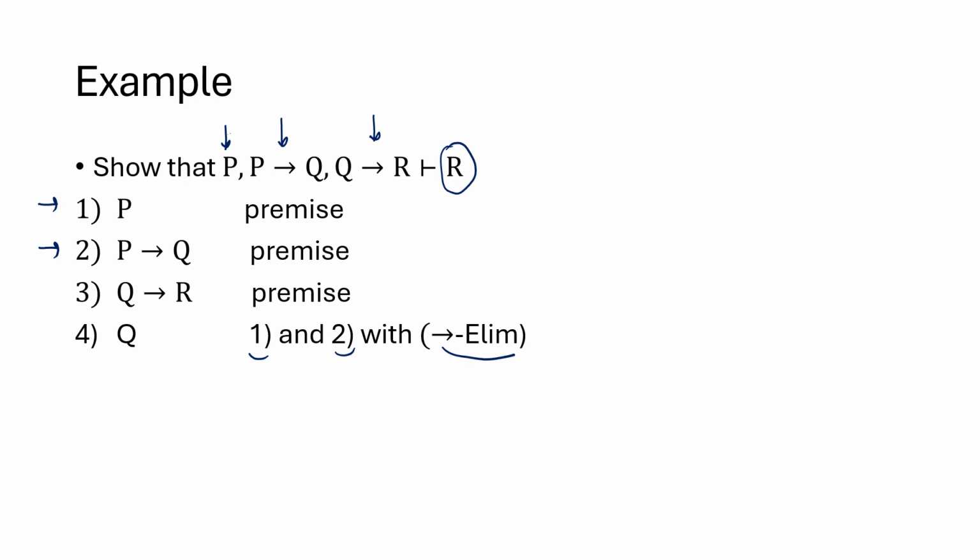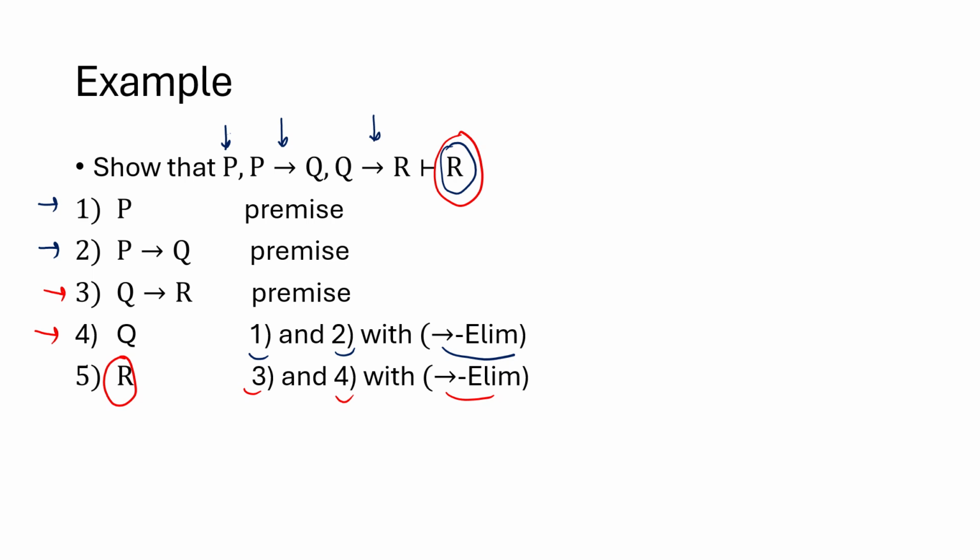Now, following a similar logic, using Q and if Q then R. So we know if Q then R, we also know Q. Again, using the same rule, arrow elimination or modus ponens, we can infer R. So using line number 3 and line number 4 and the inference rule of arrow elimination, we get R, which is what we wanted to begin with. And that's the end of our proof. So using arrow elimination twice, we can infer R from those three premises.